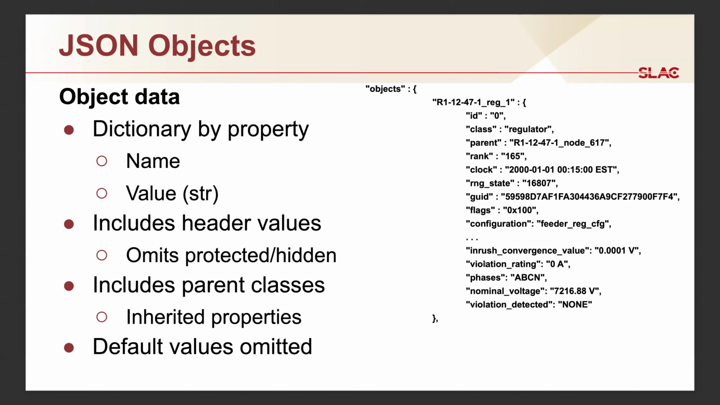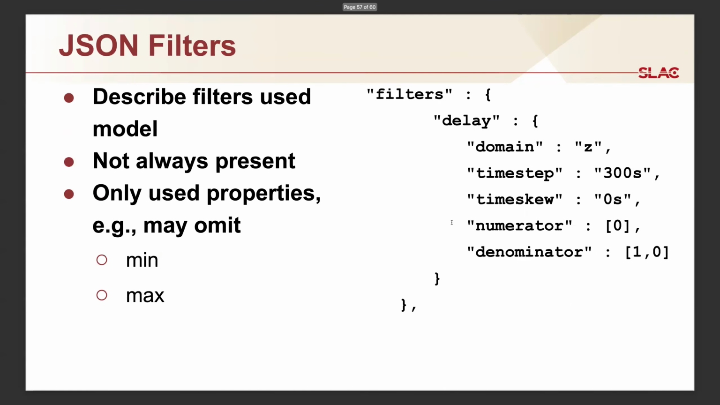So for example, notice here that the violation rating, which we know is a double internally, has units of amps. So you'll see here that the violation rating is 0 amps. And so the unit is included. That's very important for ensuring that values that move between one class and another, or one program and another, are provided in a way that protects the units and ensures correct conversion. So that's basically all of the objects that you find in a model.